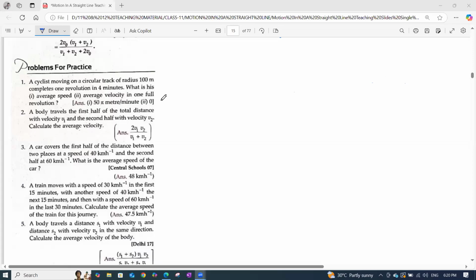I hope you have solved it, but the answer is so simple, straight away this is the answer. A body travels the first half distance with velocity v1 and the second half with velocity v2. Here they are not talking about the distance; both distances are the same, so t1 is equal to t2. When distances are the same and speeds are different, you automatically take the formula 2 v1 v2 upon v1 plus v2. Okay, this third one, solve it and come back.